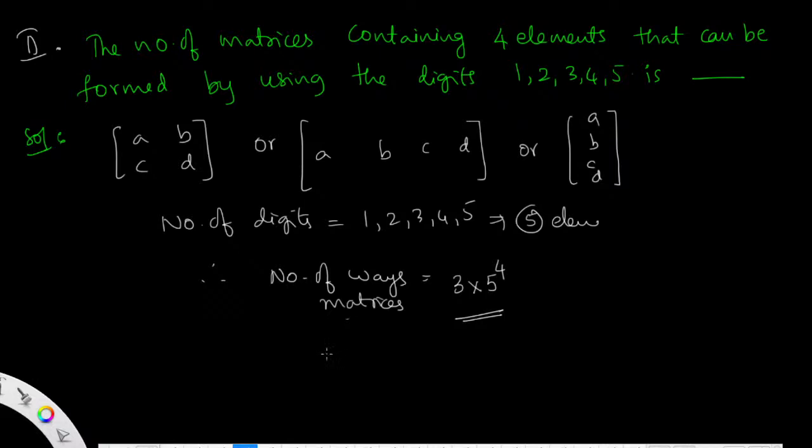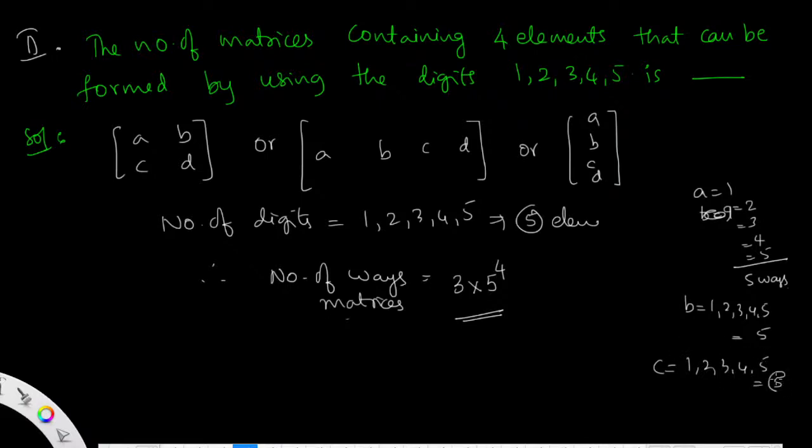So 3 means it may be square, rectangular, or column matrix. Total we can select from 5 elements: A equal to 1, or else 2, 3, 4 or 5. Totally how many ways? 5 ways. Similarly for B also 1, 2, 3, 4, 5, here also 5 ways. C equal to 1, 2, 3, 4, 5, then also we can get 5 ways.